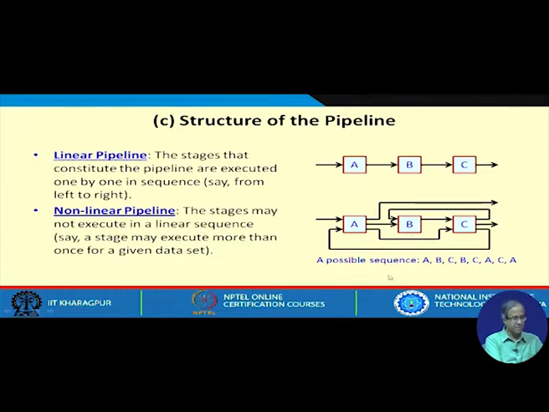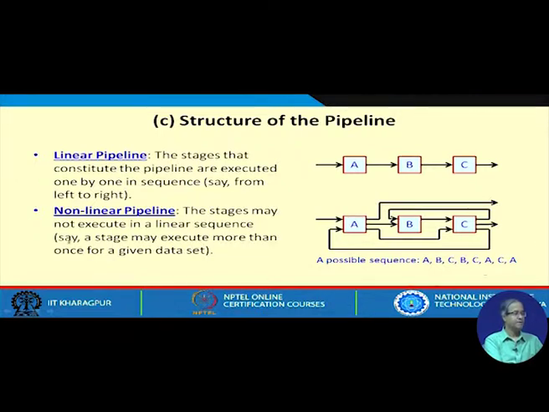So, here in this example a possible sequence can be this A, B, C, B, C, A, C. How? A, B, that means it first comes to A, then it comes to B, then it comes to C, then again it comes to B, again it comes to C, it comes to A, again it comes to C, again it comes to A, then it finishes. It is A, B, C, B, C, A, C, A. So, here you can have some other sequence also. You can have, for example, A, B, C, B, C, and then come out. That can be another sequence.